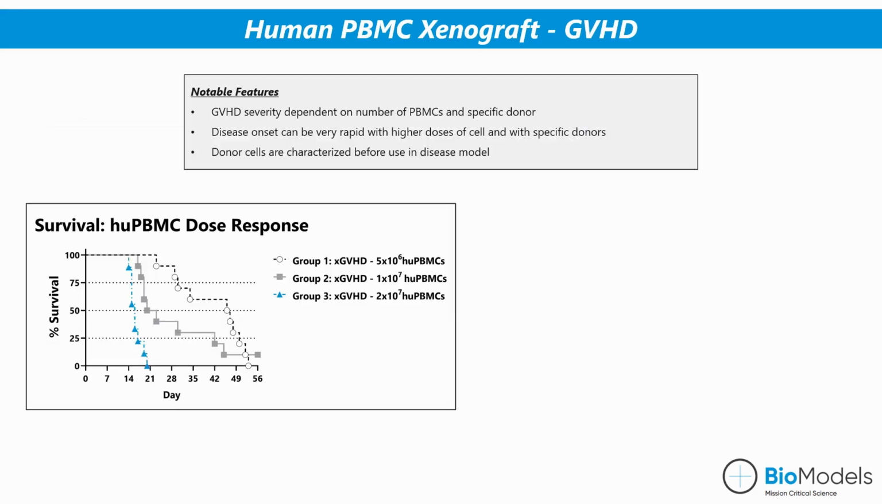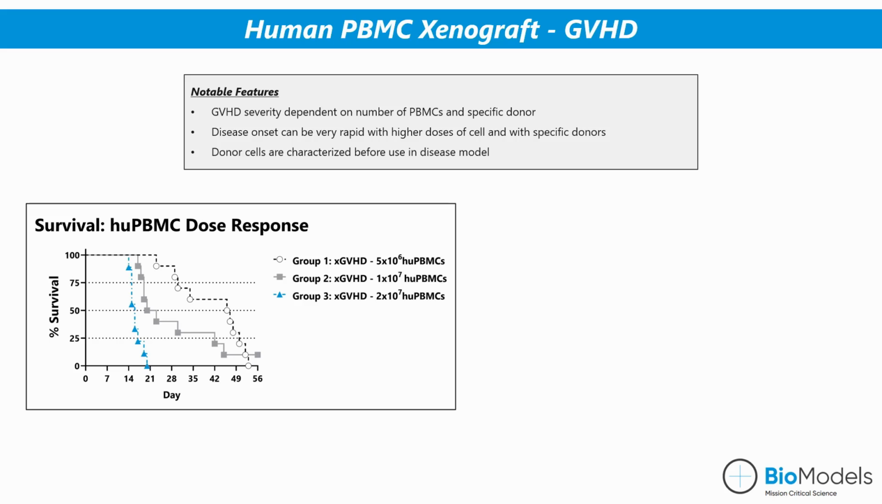So in this first graph here, just illustrates the differences of mortality when different levels of human PBMCs are introduced during the cell transfer. So the 3 groups here represent 5, 10, and 20 million human PBMCs injected on day 0. So as you can see here, animals in group 3 that receive the highest dose of PBMCs show a pretty rapid onset of disease with 100% mortality before day 21. And as you can see here, we see dose-dependent changes in disease severity with lower amounts of PBMCs.